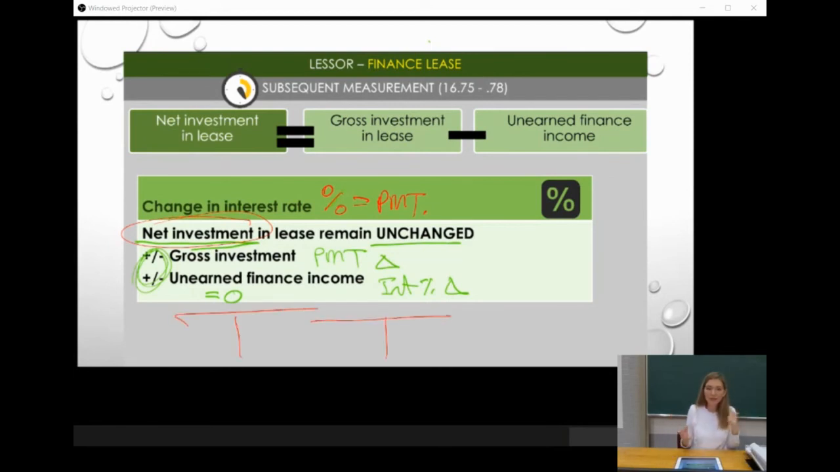We have our gross investment and our unearned finance income. But remember what we did for the lessee: on the date of the change, we didn't have to do a journal. We only, at the end of the year when we had the new lease payment, used the new lease payment amount. But for the lessor, we do have a journal on the day of the change.